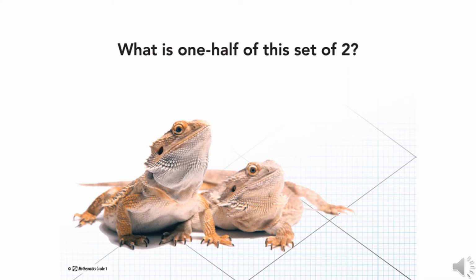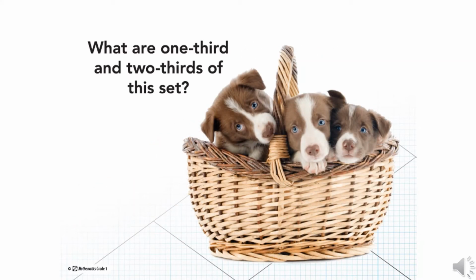What is 1/2 of this set of 2 horned-toed lizards? That's right, 1/2 of them is 1. 1 of the 2 is 1/2. Aw, look at these cute puppies. What is 1/3 of this set of puppies? That's right, 1 of the 3 is 1/3. What's 2/3 of the set of puppies? 2 of the 3. 2 of them is 2/3.